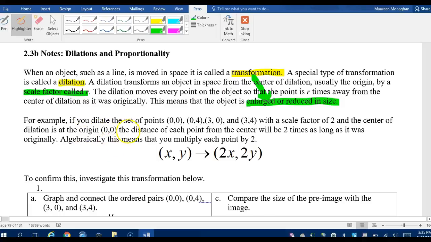For example, if you dilate the set of points with a scale factor of 2, and the center of dilation is at the origin, the distance of each point from the center will be 2 times as long as it was originally. Algebraically, this means that you multiply each point by 2. So if you start with (x, y), then you end up with (2x, 2y). To confirm this, investigate this transformation below.